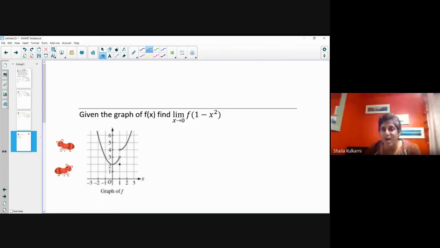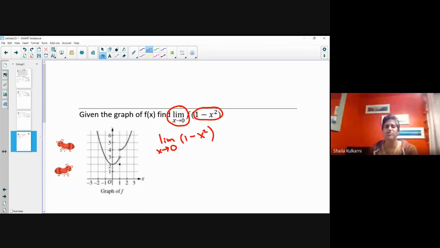We have ourselves a composition function. Okay, so if I were to look at this composition function, here is my limit and here is my inside function. So I have to find the limit as x approaches 0 of 1 minus x squared.